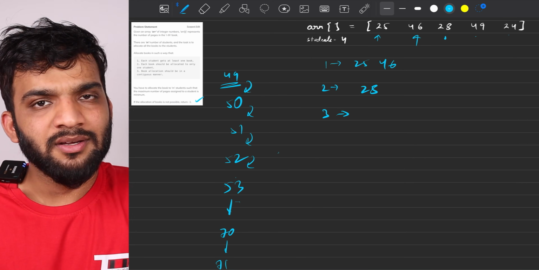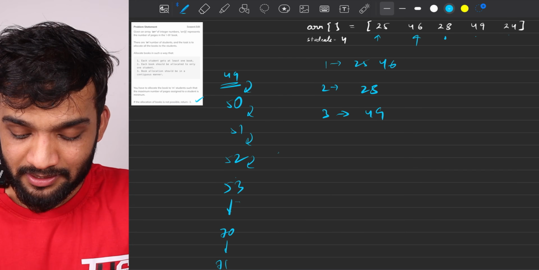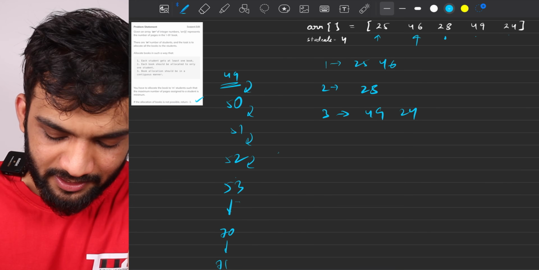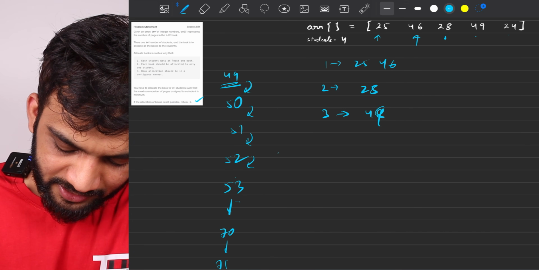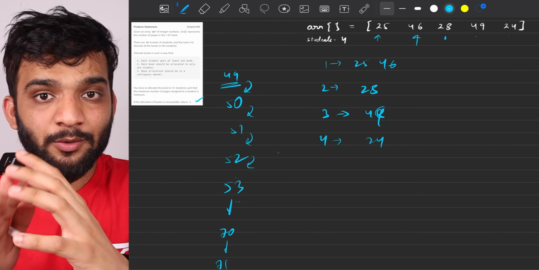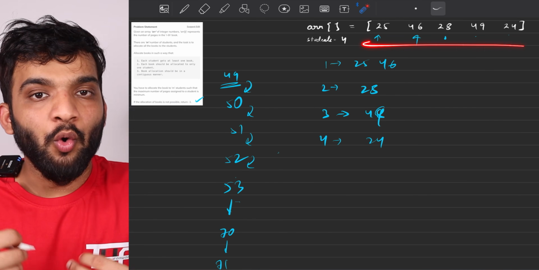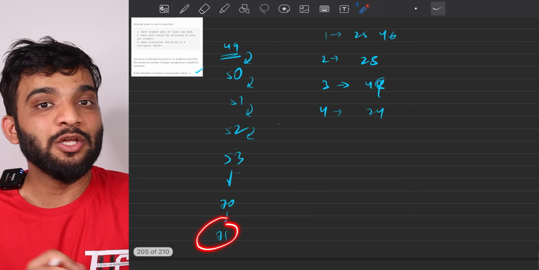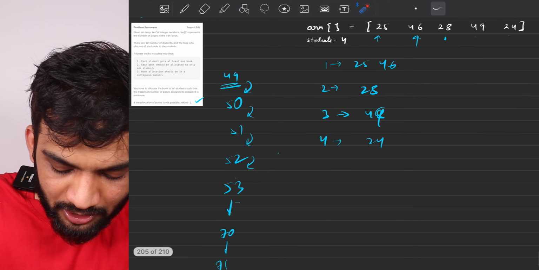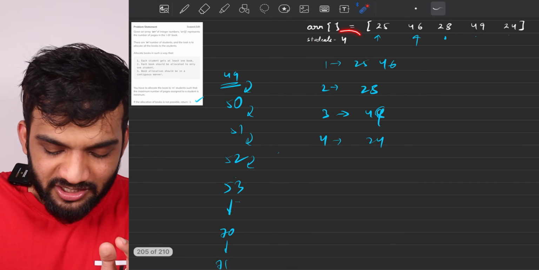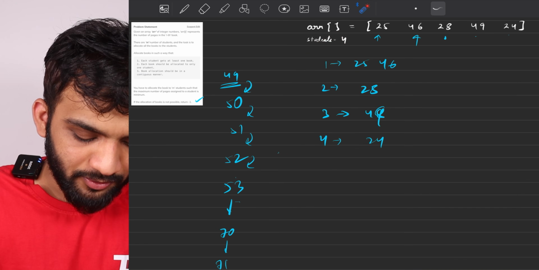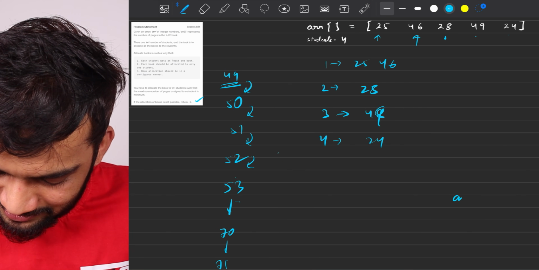Okay, student 3. Can you take 49? He says, yes. Can you take 24? He says, no, I'm exceeding. Give it to the next guy. He says, okay. And you are done, you have distributed all of them when it was 71. With 71, you have made sure that it is distributed among 4, and thereby, your answer is 71.